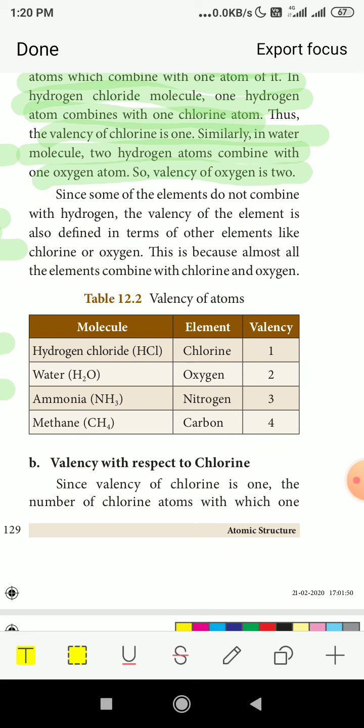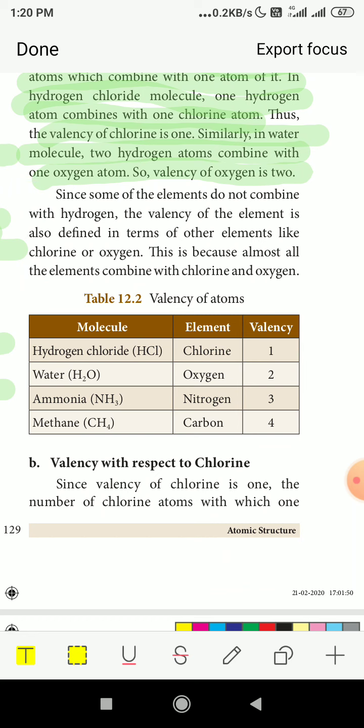See here, they have shown hydrogen in the tabular column. Hydrogen chloride: chlorine combines with 1 hydrogen, so its valency is 1. Water: 2 hydrogen atoms, so the oxygen valency is 2. Ammonia combines with 3 hydrogen atoms, so the nitrogen valency is 3. Methane: carbon combines with 4 hydrogen atoms, so its valency is 4. So the number of hydrogen atoms will be the valency of these elements.